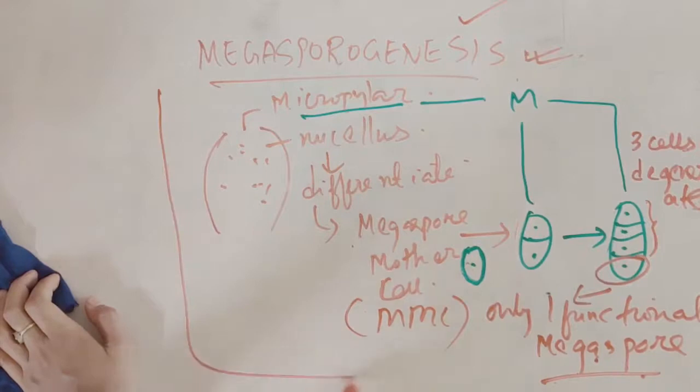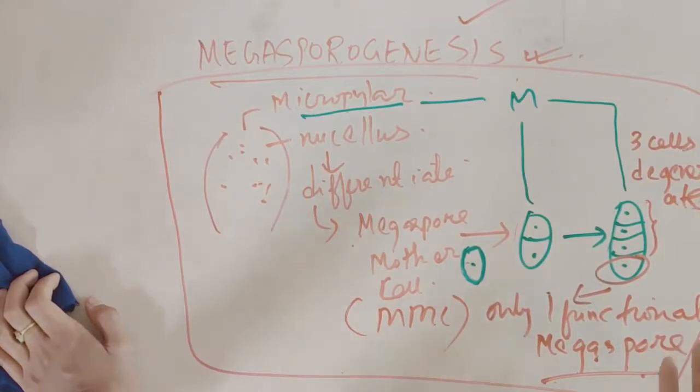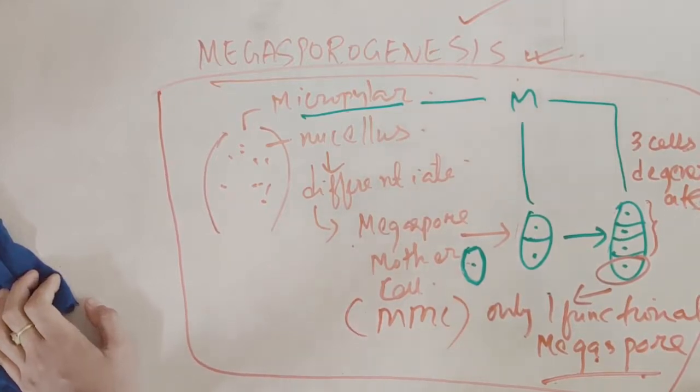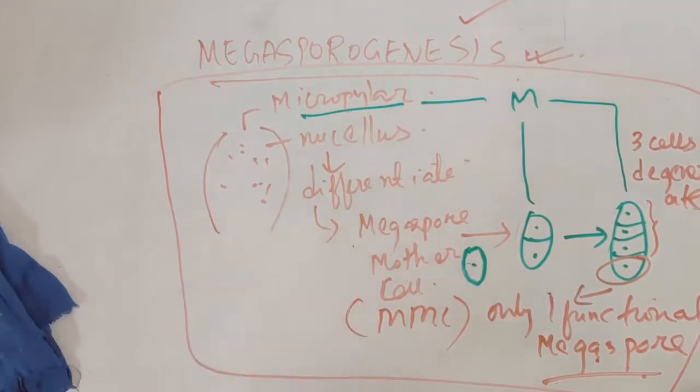And this is a diagram. You can draw it. Megasporogenesis. Now what we have to do next, with the functional megaspore, is get the embryo sac. The embryo sac forms inside the ovule, and we get the egg inside the embryo sac, so that pollen grains can do fertilization. That is why we have to go through this process. So what is Megasporogenesis?